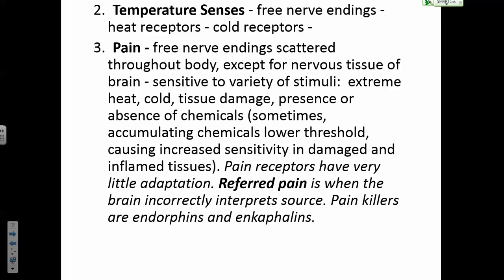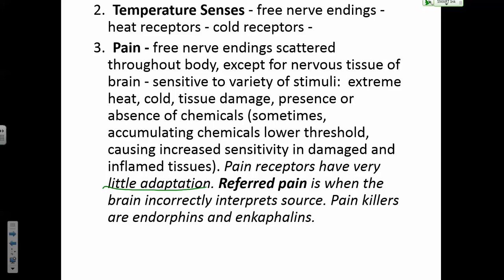So you notice that if you have, say, a bruised area in your skin and you touch it, it hurts. But if it's not bruised and you touch it, it just feels like touch, doesn't it? And it's just that pressure stimulus. Sometimes pressures can activate these pain receptors. Okay. So pain receptors have very little adaptation compared to all the others.